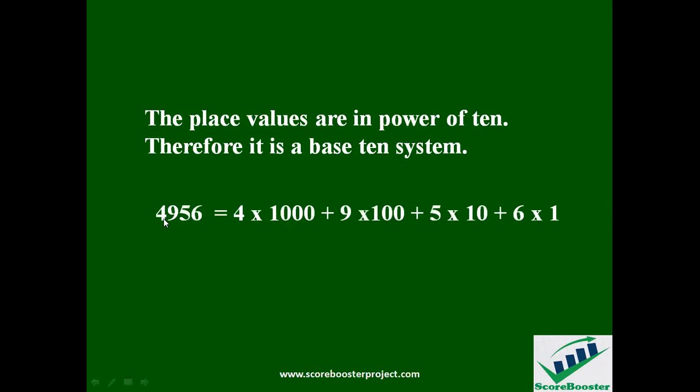Because this 4, remember I said earlier, is under 1,000. That's why it is 4 times 1,000. Do you get it? And the 9 we have here is under what? The value of 9 we have here is 100. That's why we have plus 9 times 100. Then the 5 we have here is under 10.